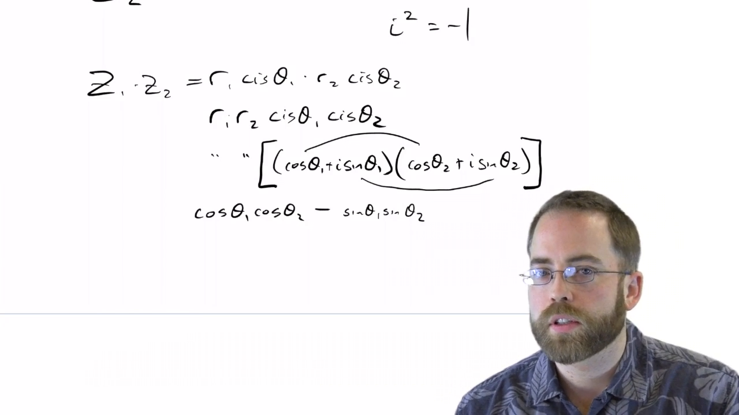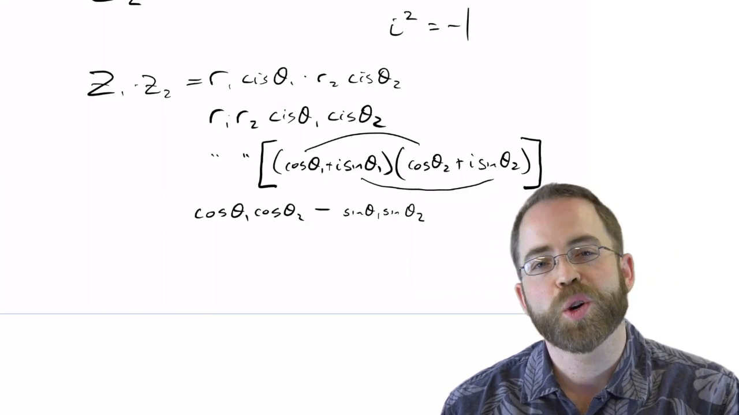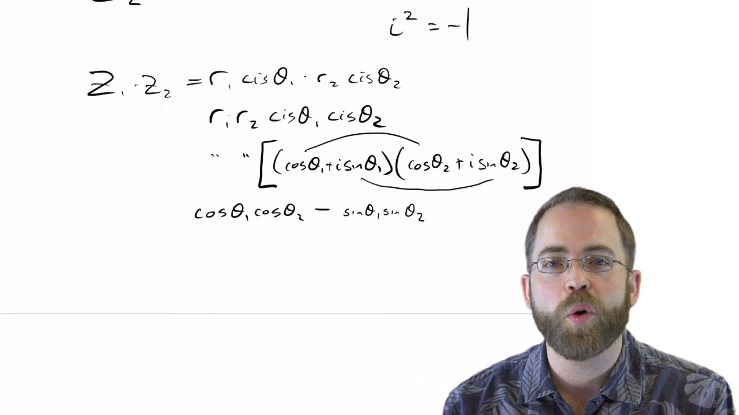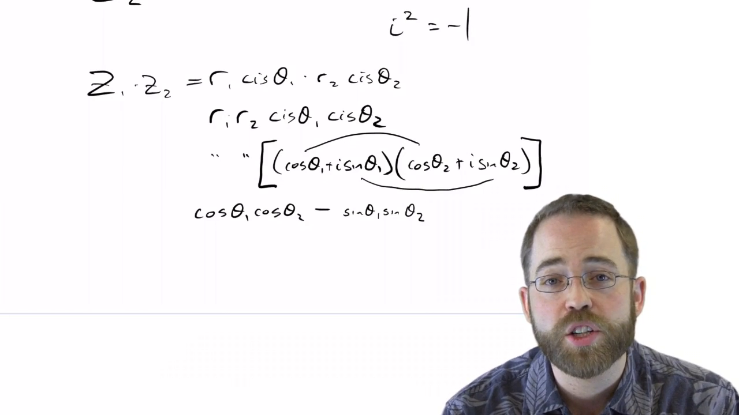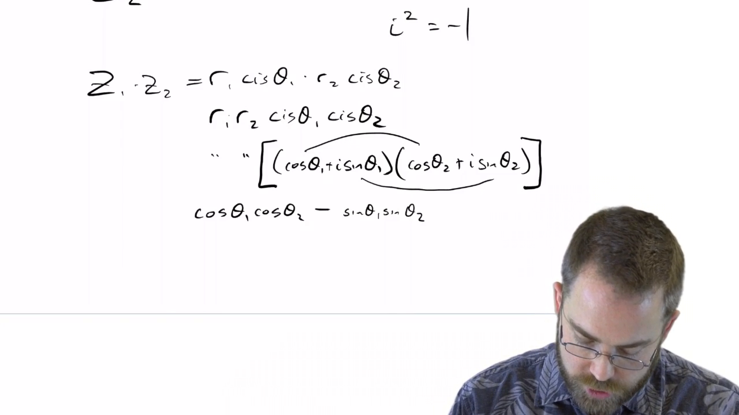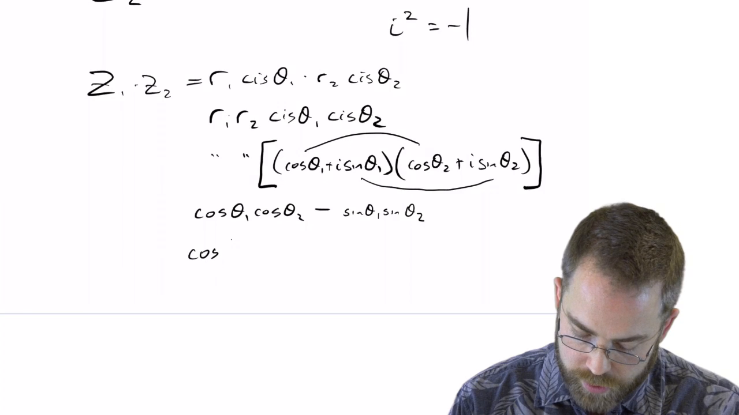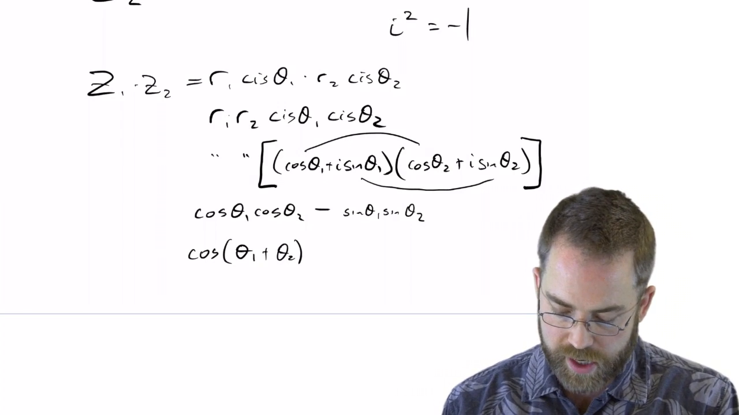Now, do you feel a little song coming on here when you're looking at this? What's the song? Cosine, cosine, sine, sine. What is that? What is the cosine conga for? It's the cosine sum of angles. So all this crazy mess right here is just cosine of theta 1 plus theta 2. We can just simplify all of that down.